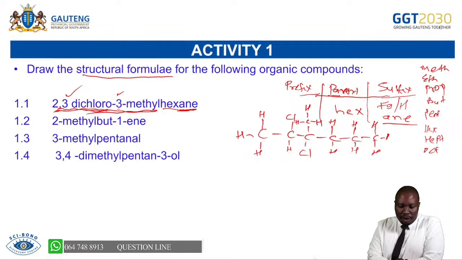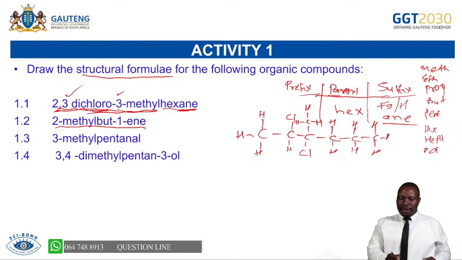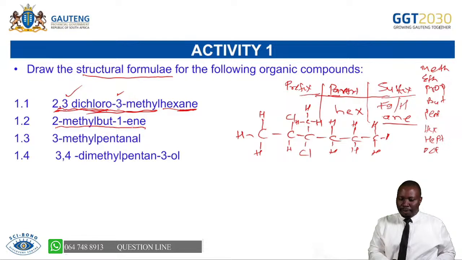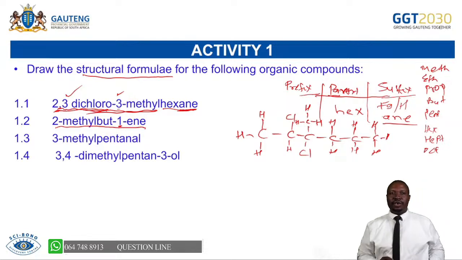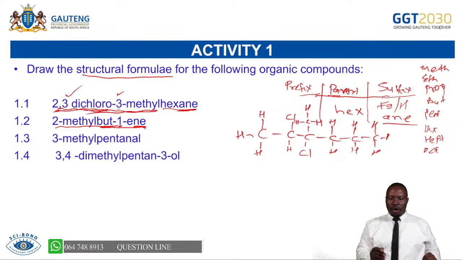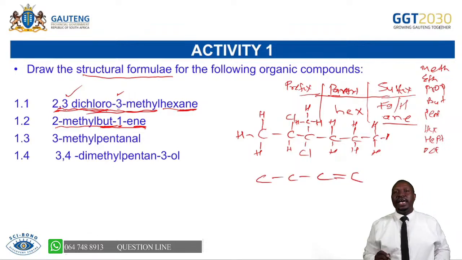Now, question 1,2, it says 2 methyl but 1 ene. Again, we always start there. The ene there stands for the double bond. So you know that we are going to have a double bond in carbon number 1. So already you're given the position to say in carbon number 1, we have a double bond. And how many carbons do we have? We have 4, because it's put is 4. So all you're going to do, you're going to draw your 4 carbons. And in carbon number 1, you're putting a double bond.